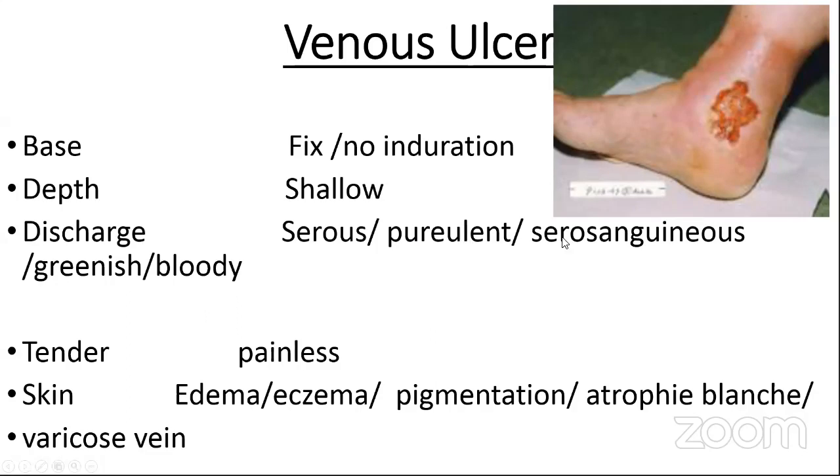Occasionally it can become purulent or greenish because of infection, and it can be bloody because of granulation tissue. Usually, initially it will be painful, gradually it can become painless. Surrounding skin will be edematous, shiny, there will be eczema and pigmentation, all these are changes of venous insufficiency. And there can be distended veins above, which are varicose veins.